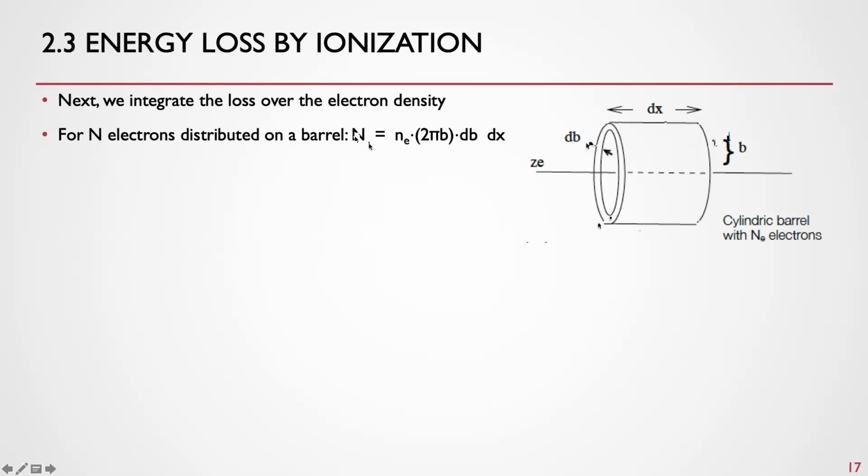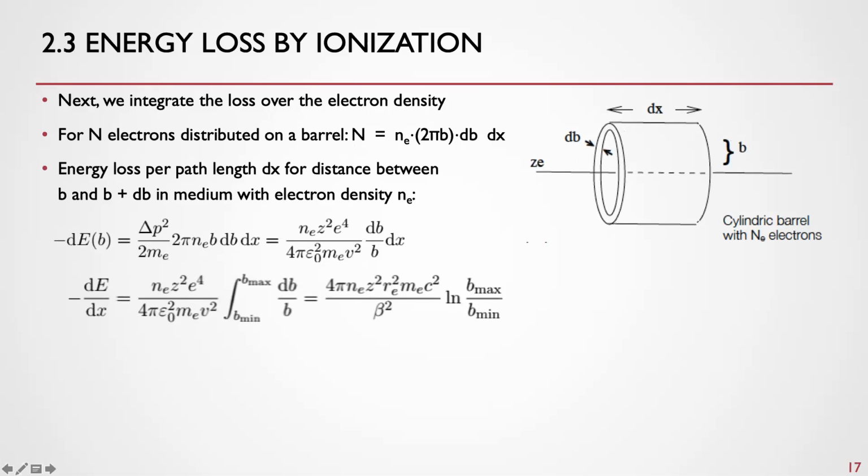And the number of electrons that are distributed in this barrel is just the electron density times, of course, the circumference 2 pi b times the thickness of the barrel, db, times dx, the length of this element. We insert this.